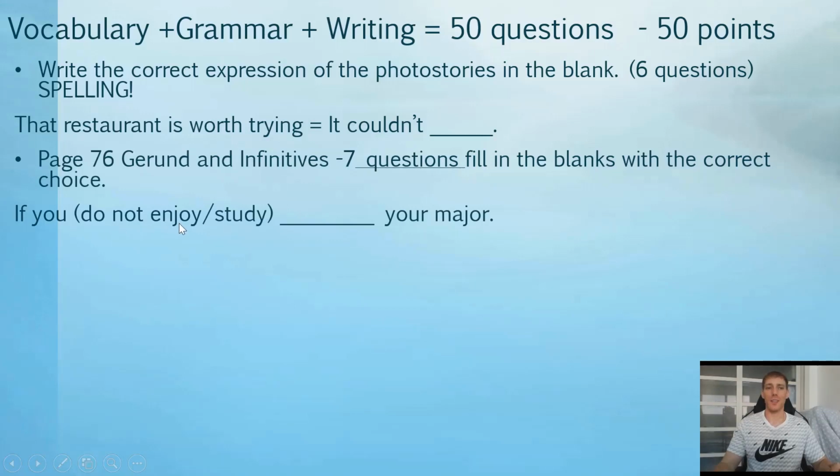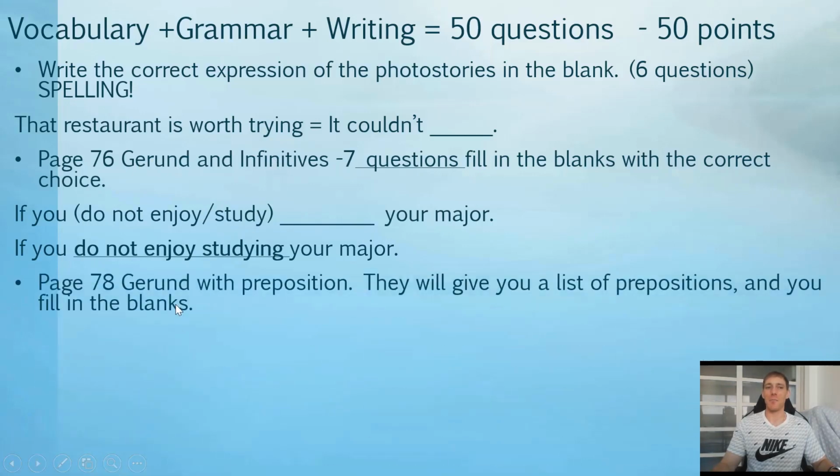If you do not enjoy study... So in this case, what would you write down? That's right. If you do not enjoy studying your major, like that. So you would just look at the sentence and you would fill it in with the correct blank. So they'll tell you the right parts here, you just have to fill it in correctly, using either gerund or infinitive form.